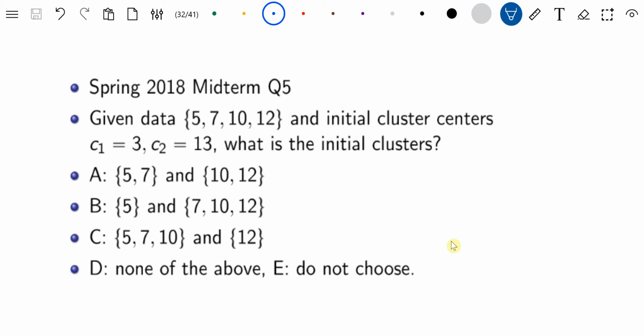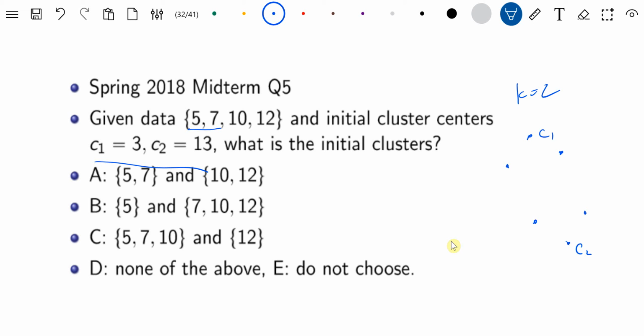Here the question is asking about k-means clustering. So k is 2 here, so there are only two means. And the idea is very simple. You have, say, 4 points, and you randomly generate a cluster center called C1 and randomly generate another one called C2.